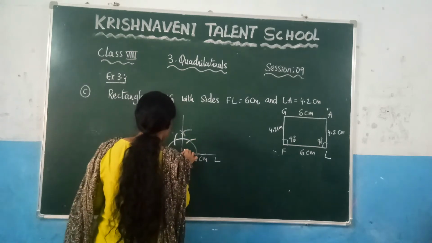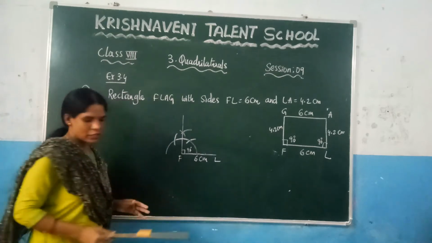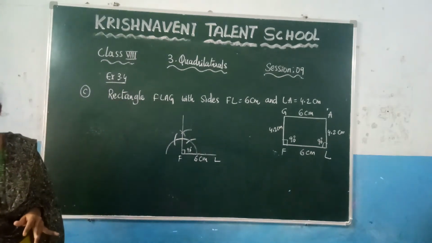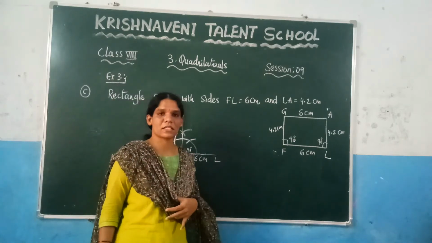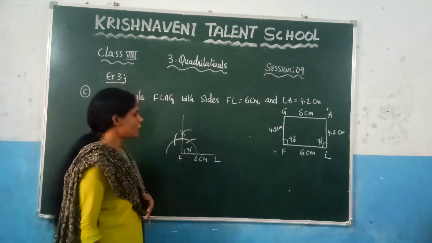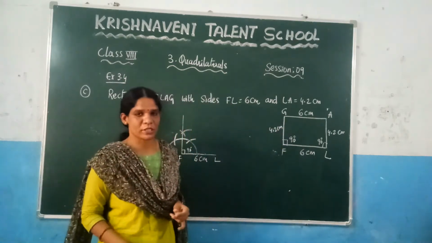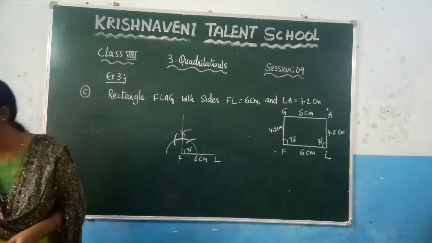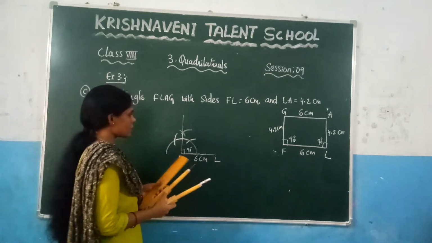So here we have constructed 90 degrees. Like that you need to construct with the help of the compass, or otherwise, you know how to draw 90 degrees with the help of the protractor. Now here, the length of FZ they have given as 4.2 centimeters. Now take 4.2 centimeters radius and draw one arc at the vertex F.